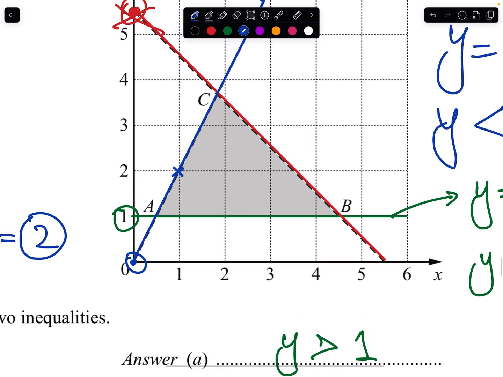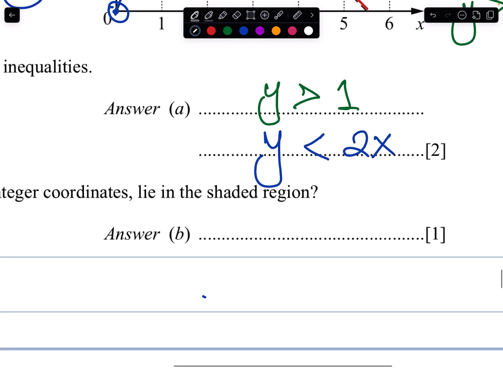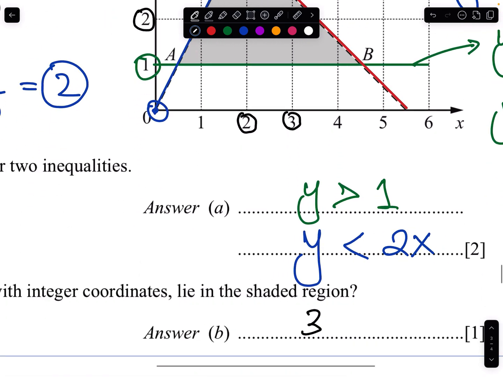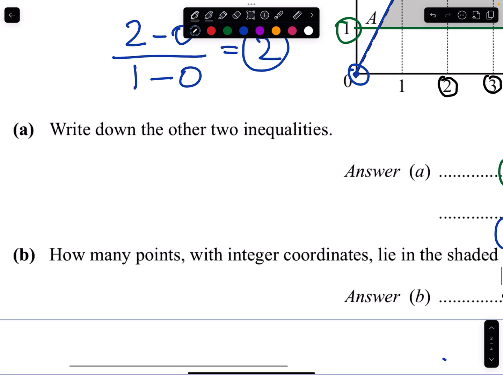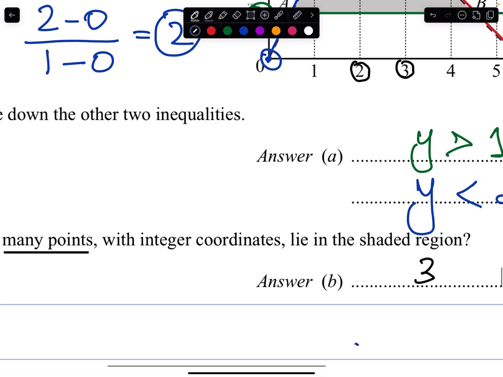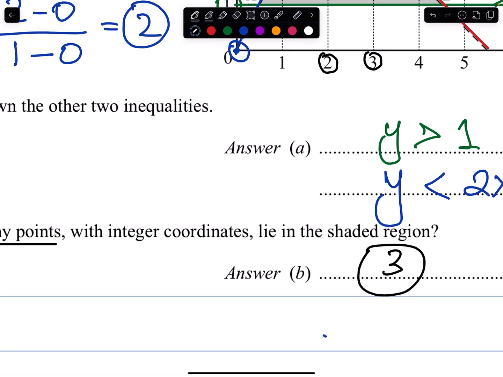One is this point, this one, its coordinate is (2,2). Okay, one is this point, (3,2). One is this point, (2,3), and apart from this there is no other point. Okay, so there are 3 points with integer coordinates in the shaded region. They asked how many points, so we write the number of points that are in the shaded region, not their coordinates.